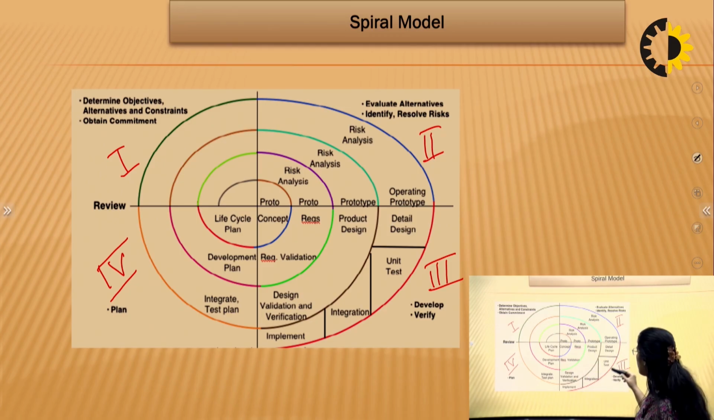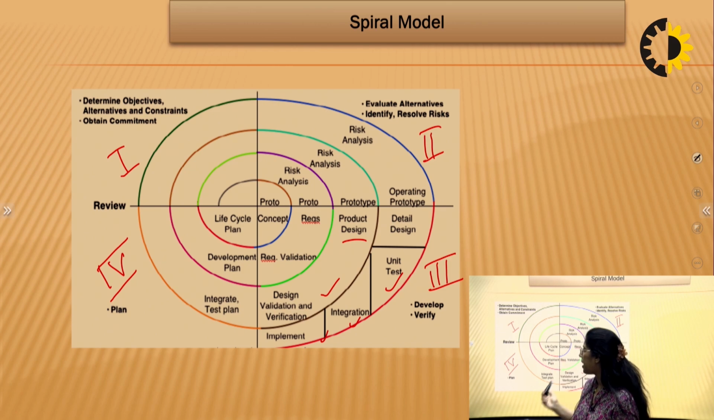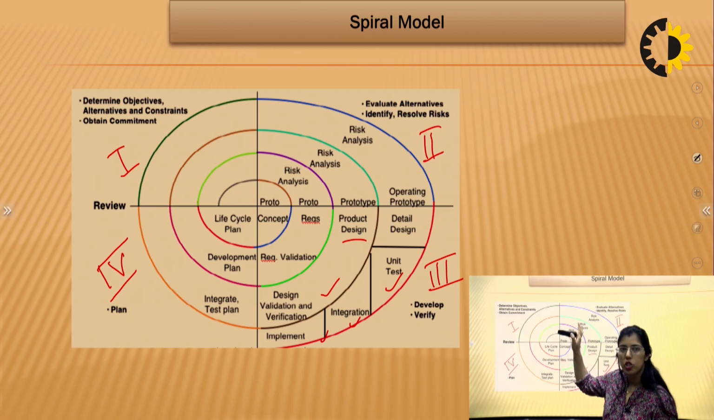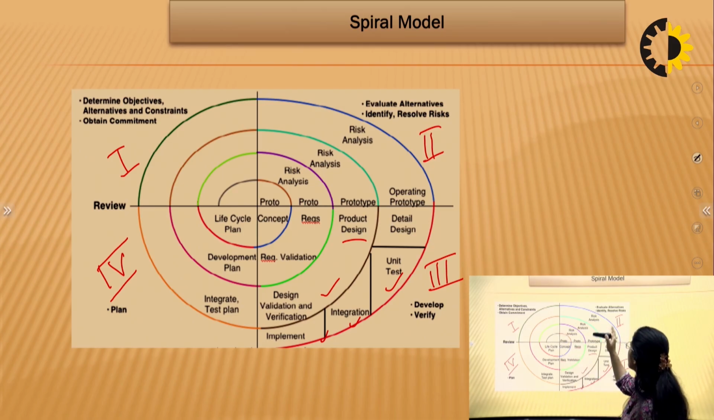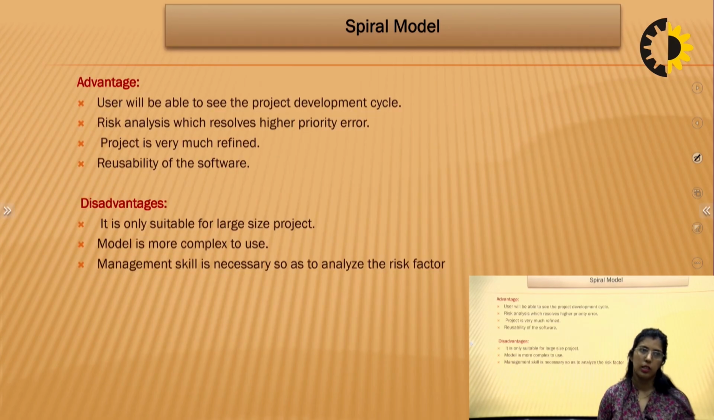You can see testing, all types of testing, in this third phase, where you are developing the product, because of product design and so on, and then you are testing. Integrate, test plans, development, all the planning is done here. Then risk analysis at each cycle is done. So this is how a spiral model works.